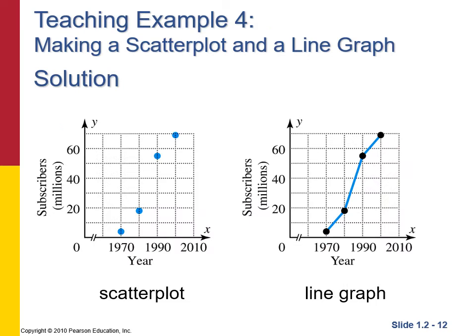So next, we're going to graph it. Again, 1970 is this one. This is 1980, 1990, and 2000. And they connected the dots here, and again, subscribers in millions. This is a scatter plot and a line graph. Notice in the line graph they're connected, and in the scatter plot they're not connected.